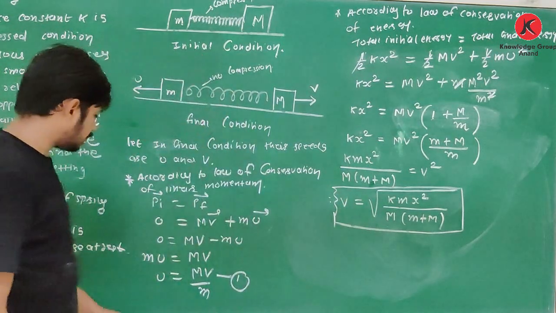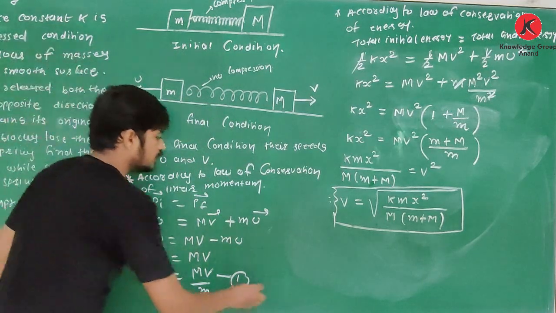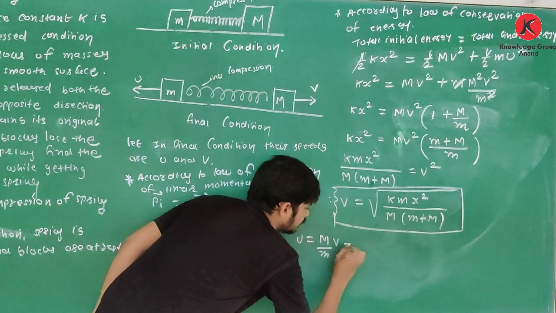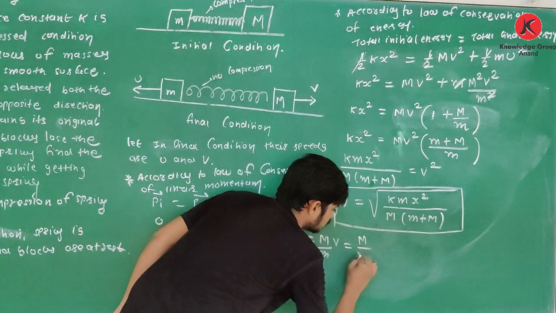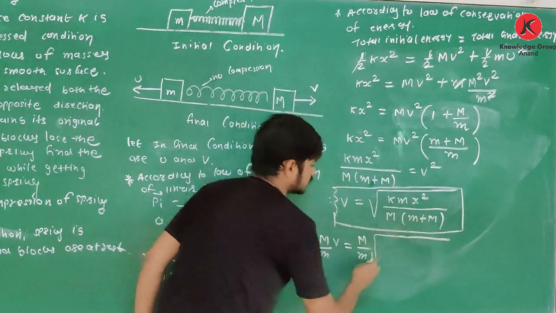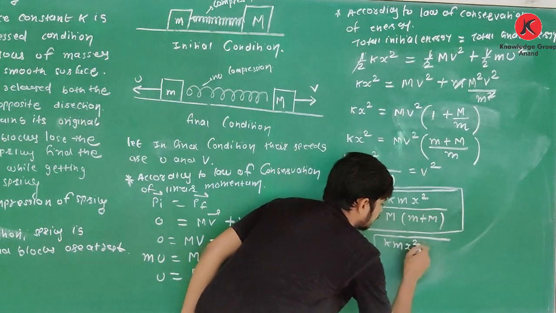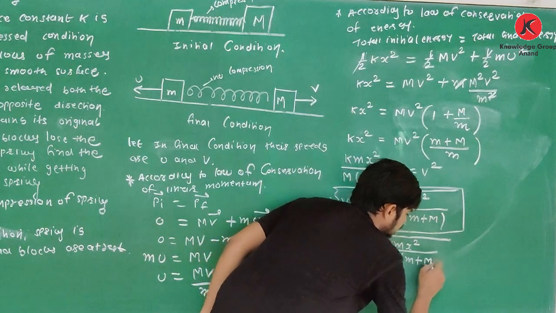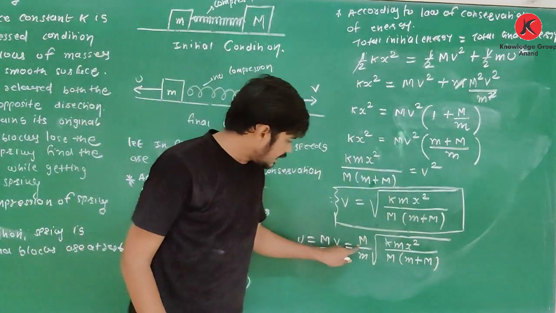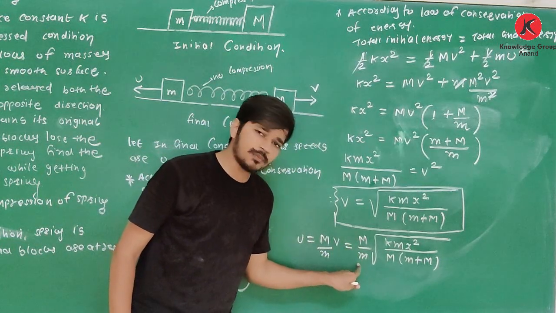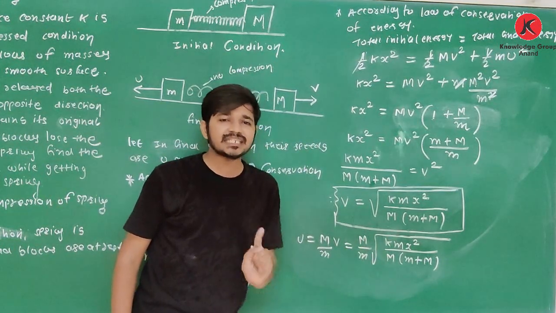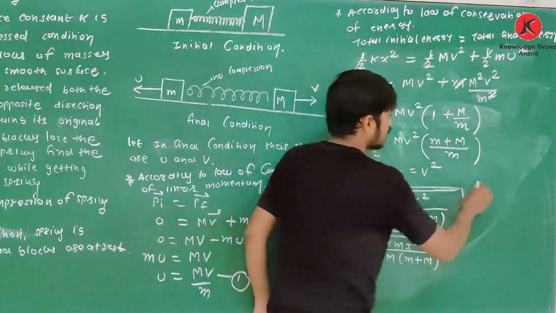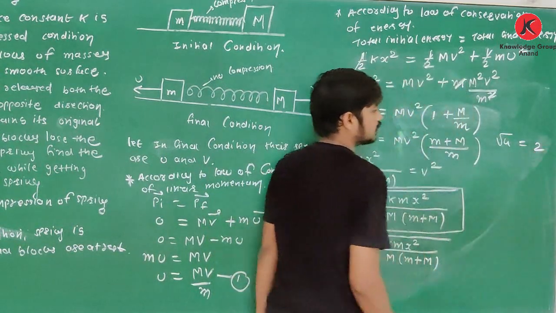Now you have to find the equation of u. Then how to find the value of u? U is equal to capital M upon small m into v. V means this equation, that is kmx square upon capital M into small m plus capital M. Now if I take this capital M upon small m inside the square root, then it becomes a square. You know that under root 4 is equal to 2.